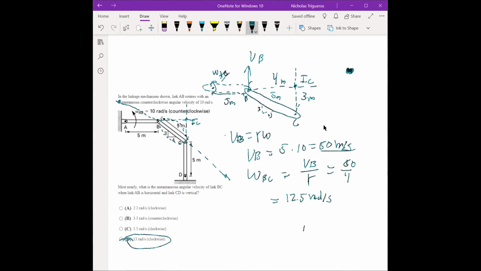This one you have one calculation for VB and a second one for omega BC, and then you're done.